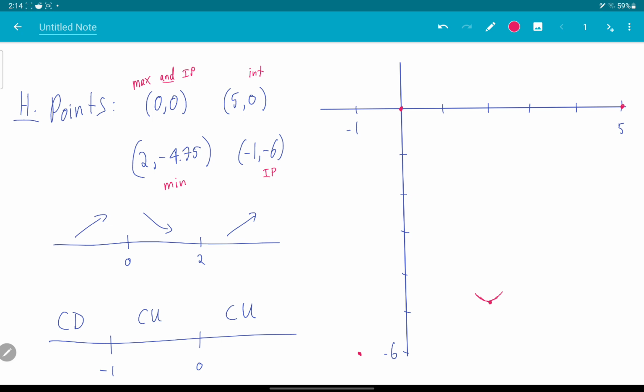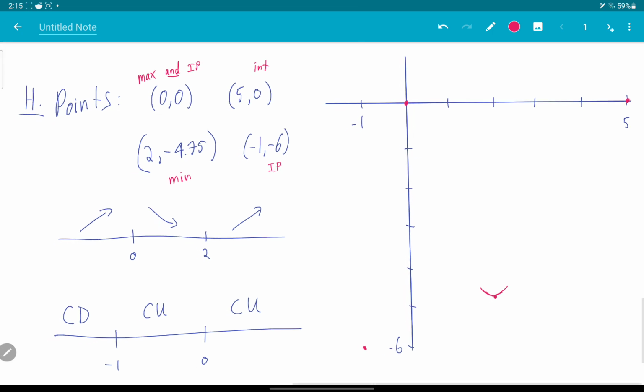Now the max is tricky. The max at 0, 0 is tricky. It is a strange thing. Because look what's happening. I'm increasing before and then decreasing after. Okay, so it's a max. But I'm concave down and then concave up afterwards.